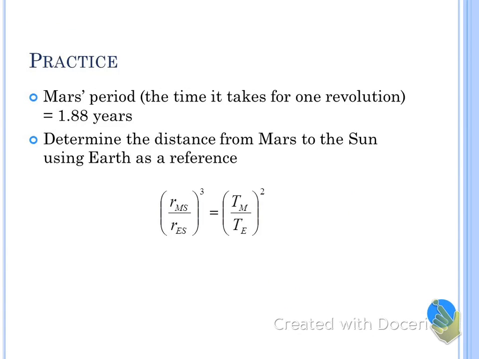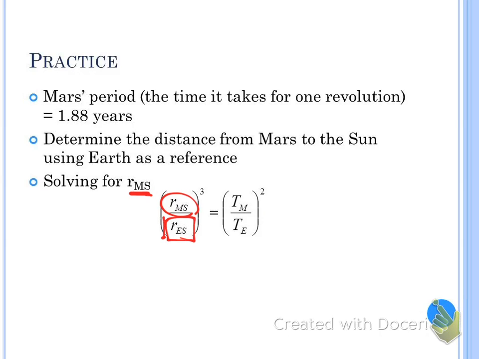So let's go ahead and try a practice problem here. Go ahead and pause the video and get written down what you need to, but our overall goal here is going to be to determine the distance from Mars to the Sun using Earth as our reference point. So our goal is to determine the distance from Mars to the Sun. So we want to find the radius between Mars and Sun. We're solving for r sub ms.